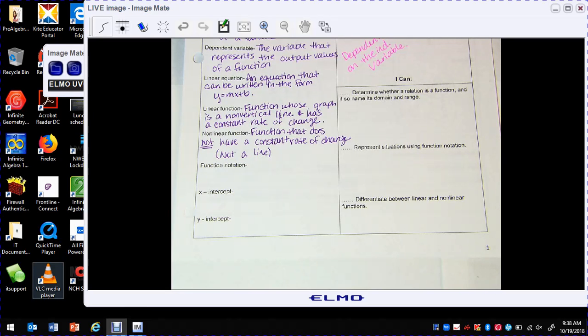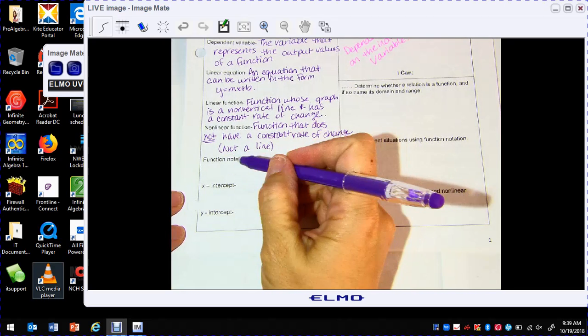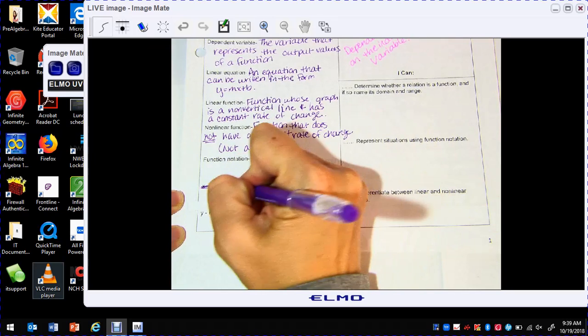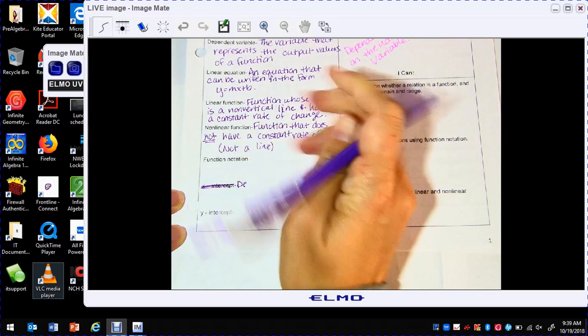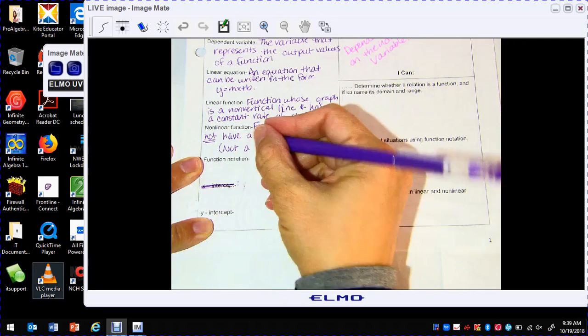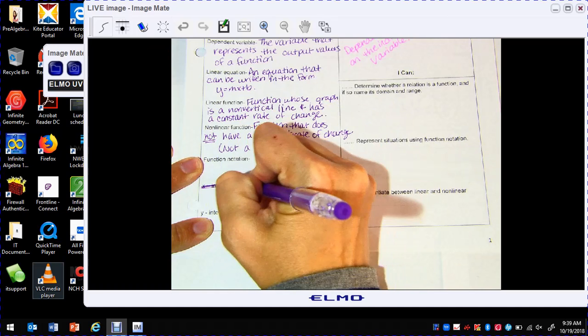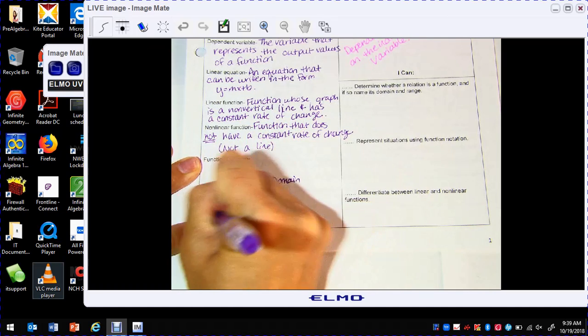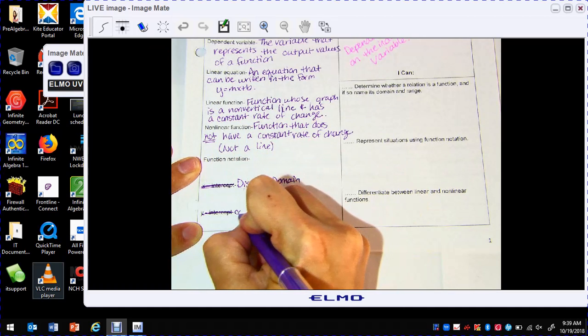Okay, I'm going to change up your notes a little on this front page. So for 3.3, we're actually going to skip function notation. That's 3.4. But instead of x-intercept, write discrete domain. And then instead of y-intercept, we're going to have a continuous domain.